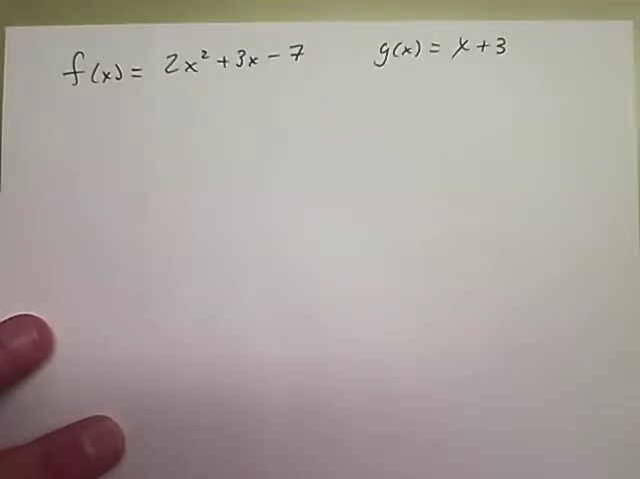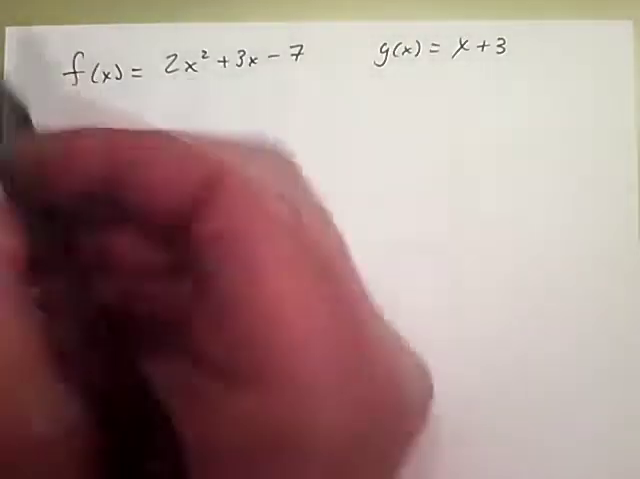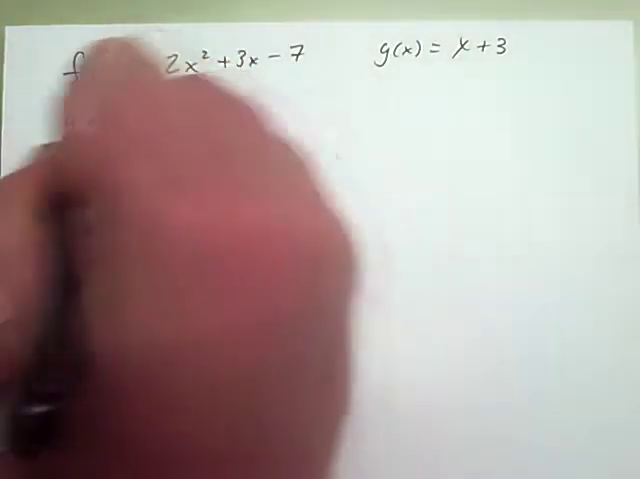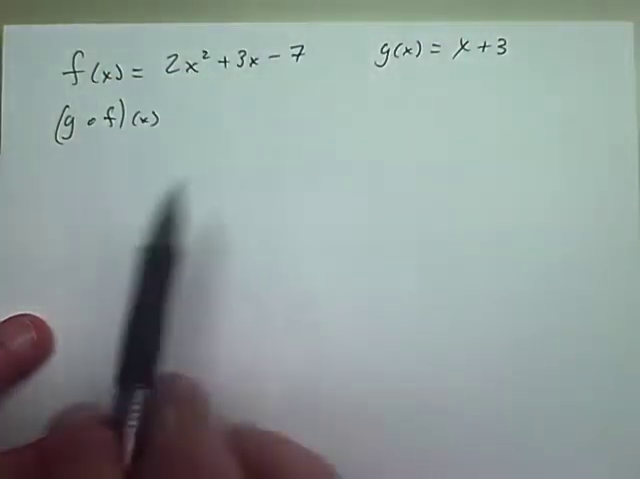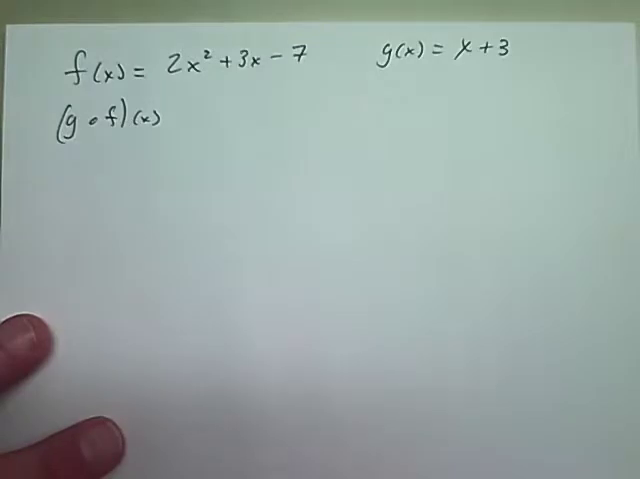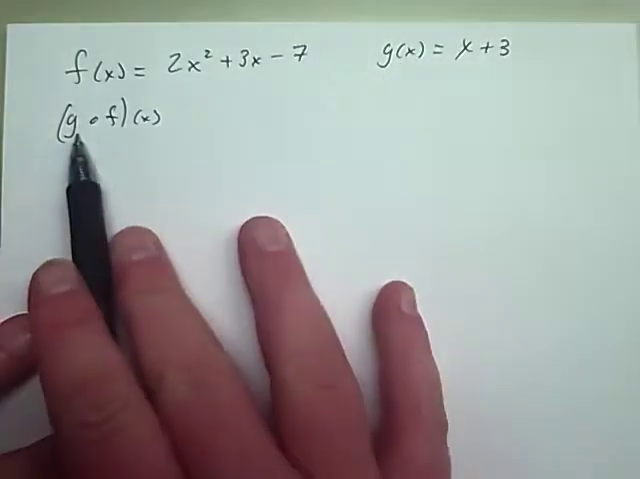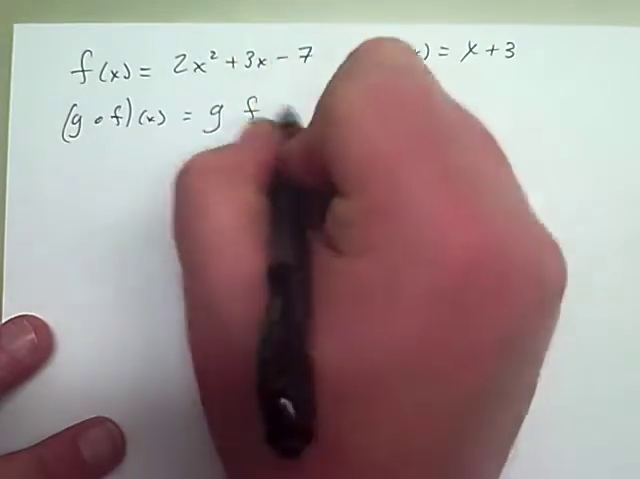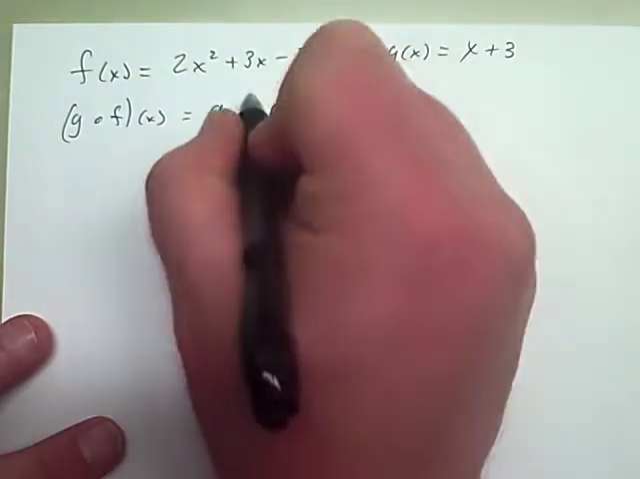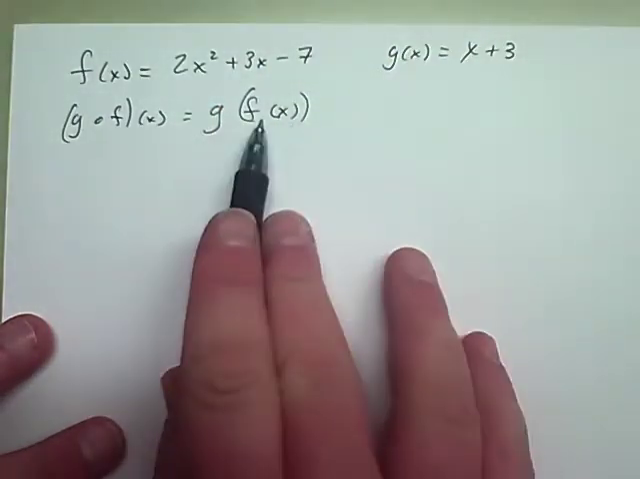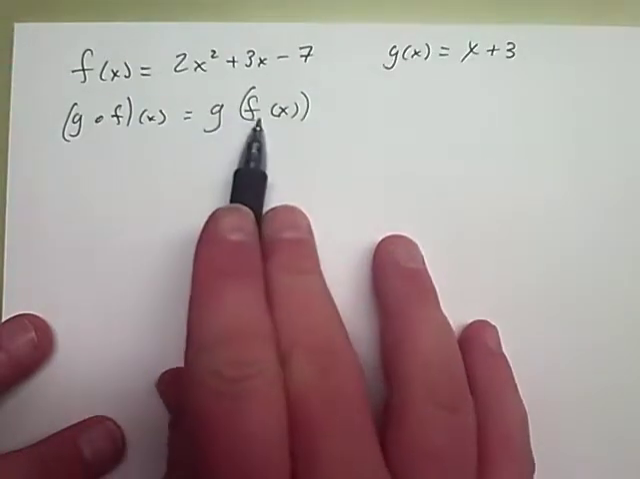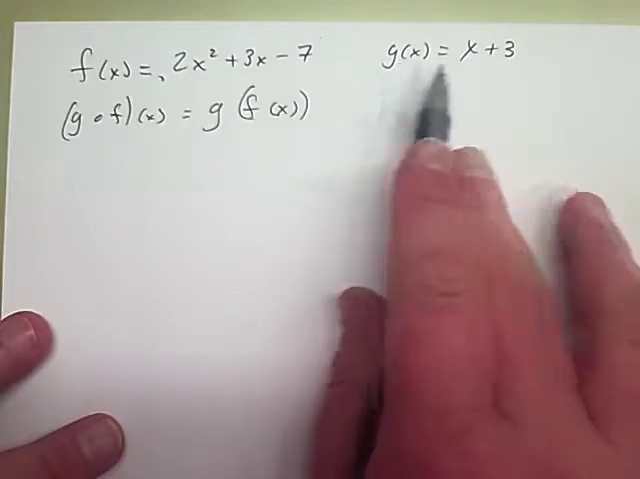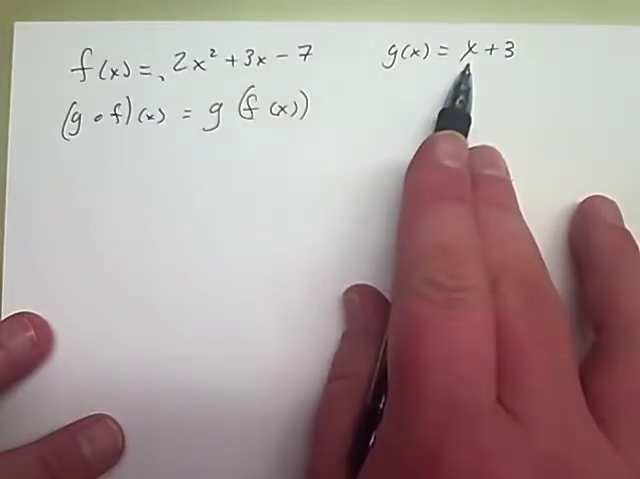Now, if I wanted to do g composed with f at x, let's say that these are the directions. Find g composed with f at x. Well, hang on. First, let me rewrite it. We have g, f, and x. Then I put my parentheses. So this tells me f is going inside of g. So f here is going to go inside of g and replace this x.